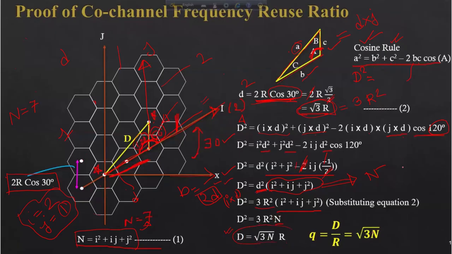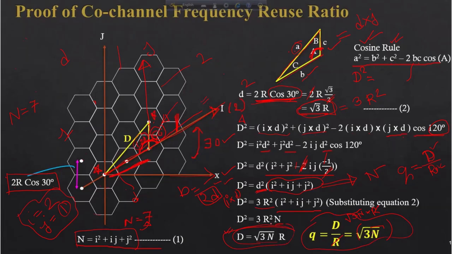Now we know that the reuse ratio can be referred to as capital D divided by capital R. This is our reuse distance. This is our cell radius. So if you use the value of capital D, which is root 3n into R, now this R is cancelled, so we have root 3n. Okay, so this is the value of the reuse ratio. So this is how we are deriving this formula here.